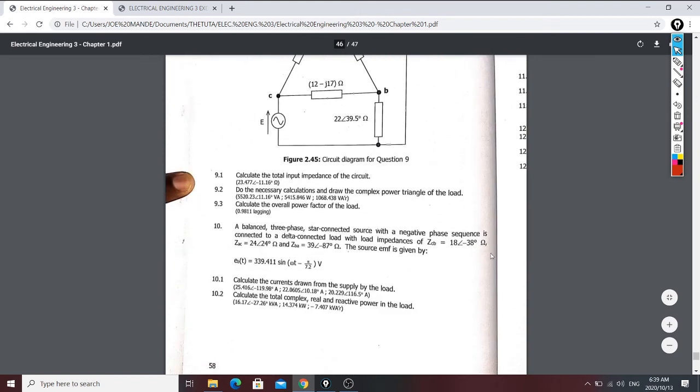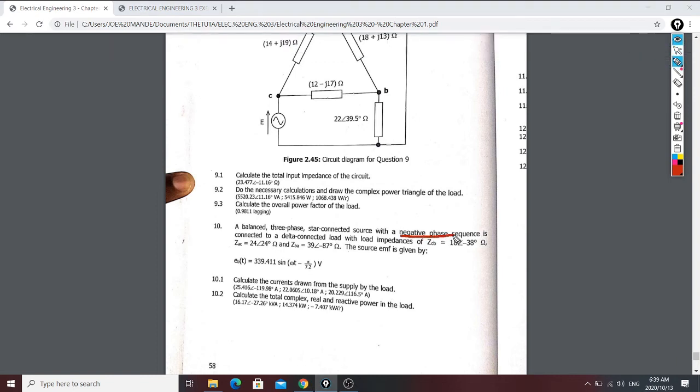Question 10, it says a star connected source with a negative phase sequence. That's the good information you need to pick, and our load is a delta. Already you are dealing with what? A star delta load, a star delta configuration that we have explained how to deal with it.